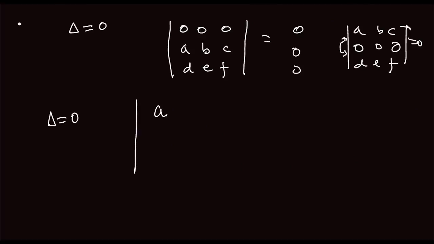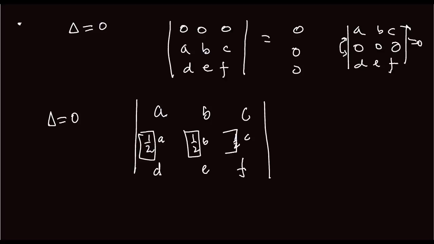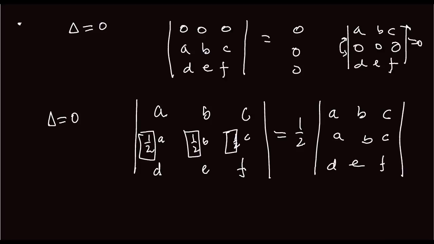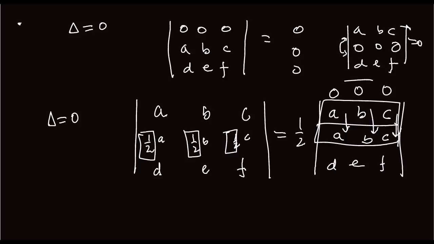Like A, B, C, then 1 by 2A, 1 by 2B, 1 by 2C, and D, E, F. So, what we are going to do? We take the half common from this row. So, if you take a constant common, then it will become half of A, B, C, A, B, C, D, E, F. If two rows are same, then the determinant is 0. Fine? Because we can subtract them and the determinant will remain same. So, if you subtract them, then this will become 0, this will become 0, this will also become 0.